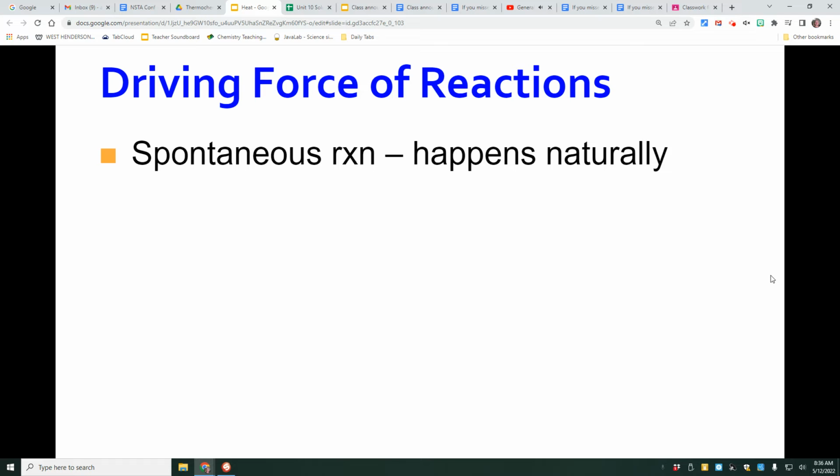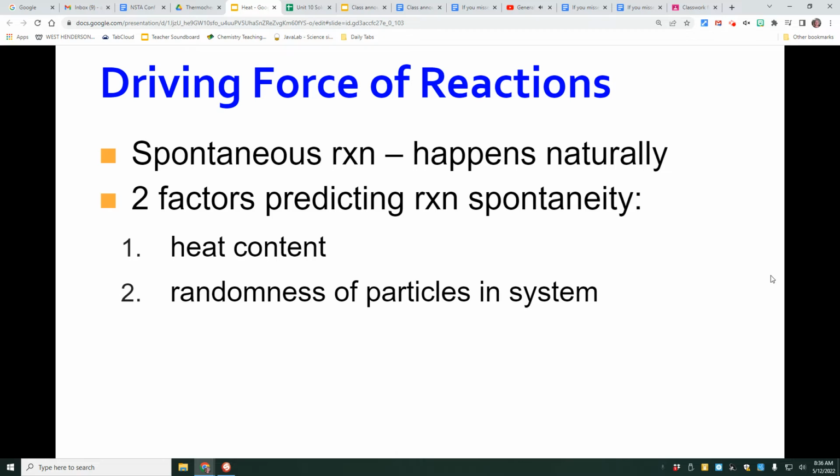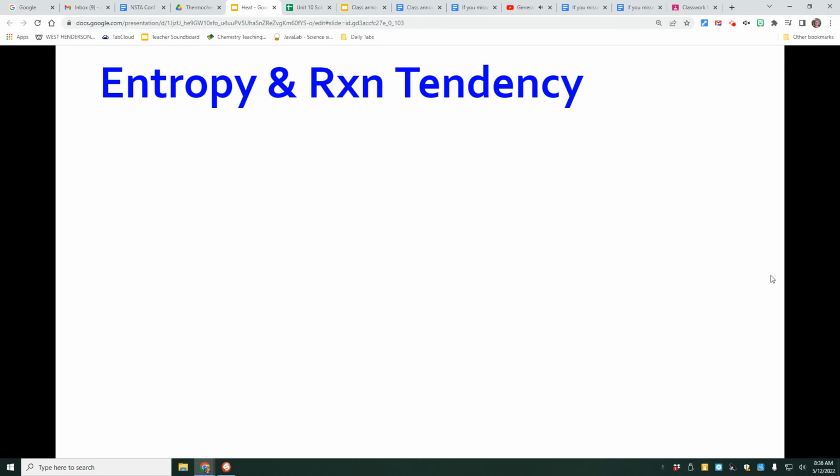But we found that there are some reactions that are endothermic, but they also happen spontaneously. So there had to be another force here that was driving reactions to produce those products. And so we found that the other force is the randomness of the particles in the system. So that kind of desire to be more disordered. And that is called entropy. So that's our second E word.